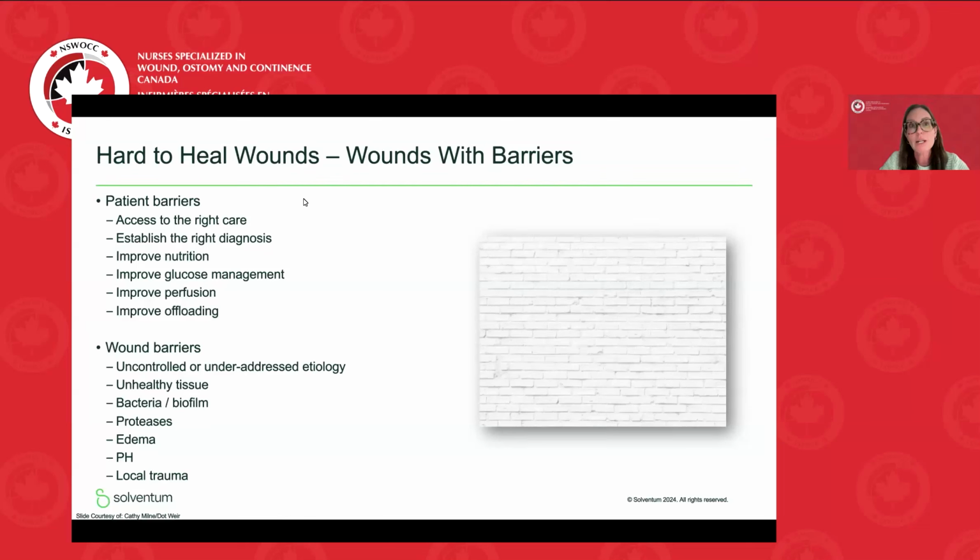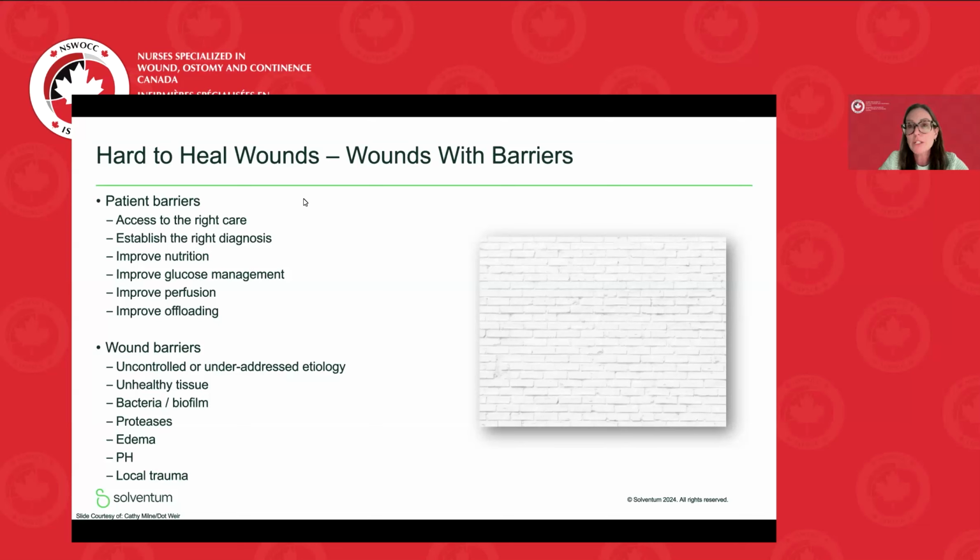We have to make sure that we're not only treating the right thing, that primary etiology, but that we're also looking at all of the other things that are weighing into it. We need to make sure we're looking at nutrition, glycemic control, perfusion and circulation, offloading, infection, all of the things, because no dressing or device that we have is going to be optimal if we don't take good care holistically of our patient. We have a lot of local barriers that are going to contribute.